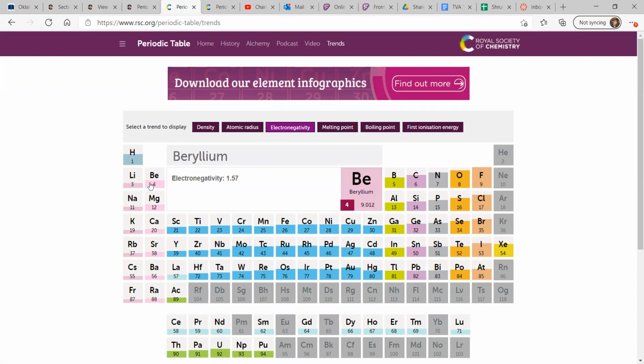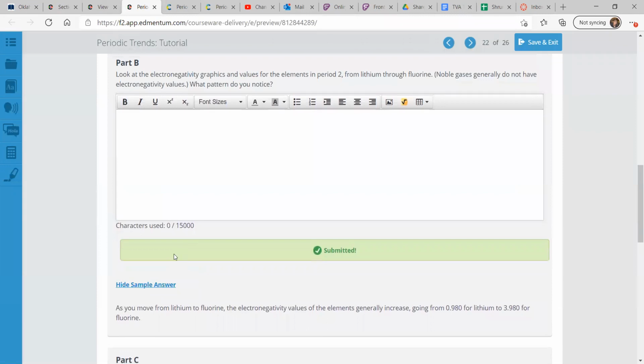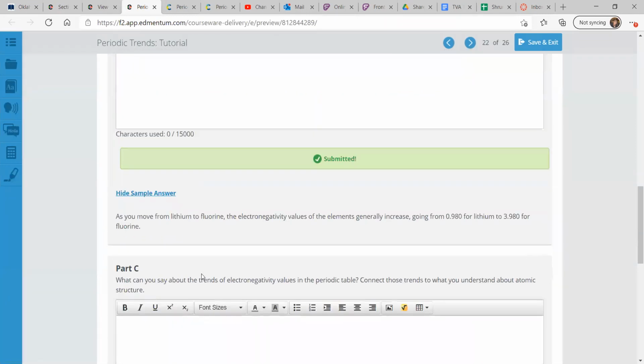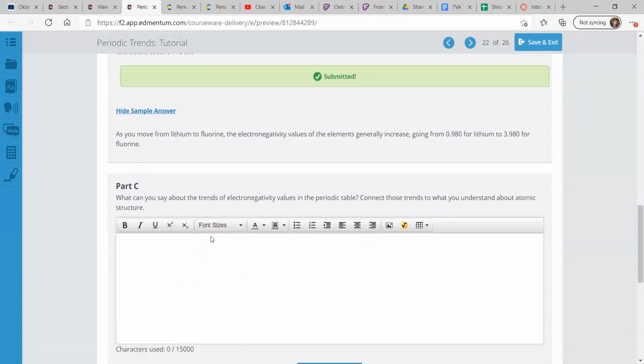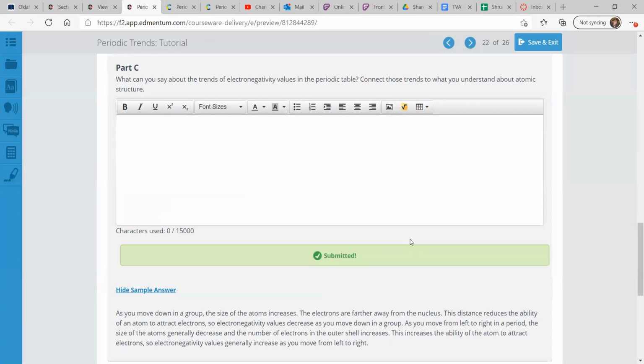So we have 0.98, 1.57, 2, 2.55, 3.04, 3.44, and 3.98. What pattern do you see moving across a period? The electronegativity values of the elements generally increase. So what can you say about the trends, and connect these trends to what you understand about atomic structure?